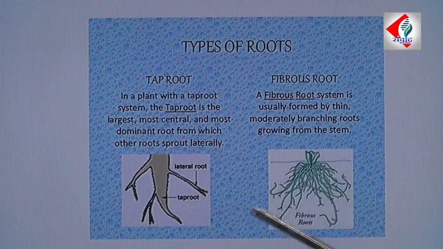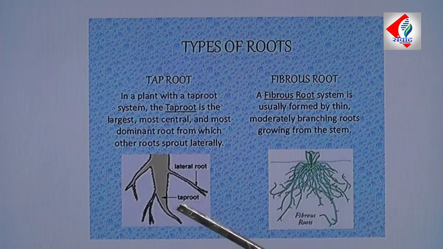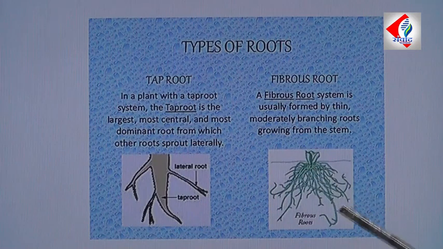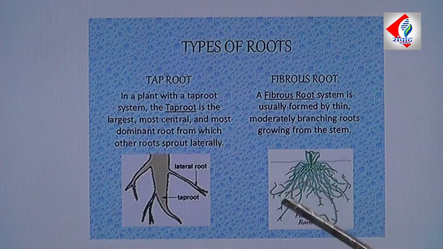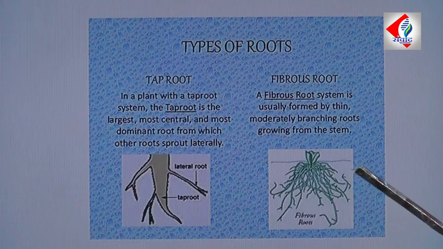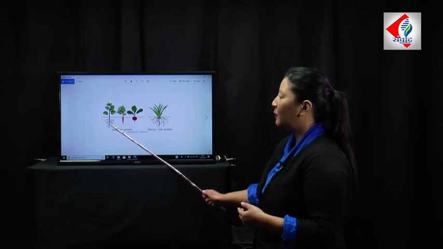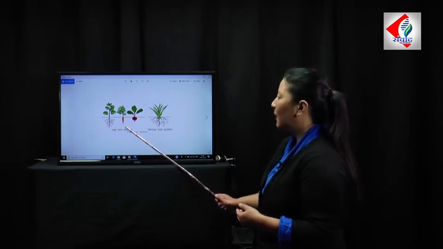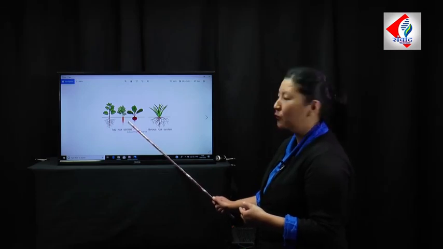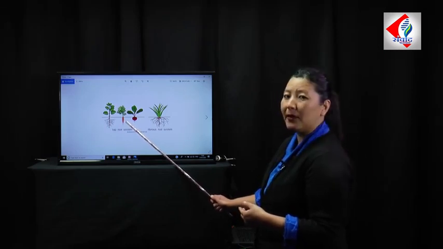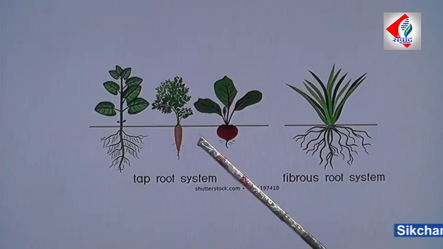So you can see the difference. Here you can see that there is a primary root, but here there is no primary root. All the roots are somewhat of the same size. So here are some images. You can see a taproot system here. So this is a taproot system with a very prominent primary root. This is a carrot, which is also a root. And I already mentioned that roots also store food.